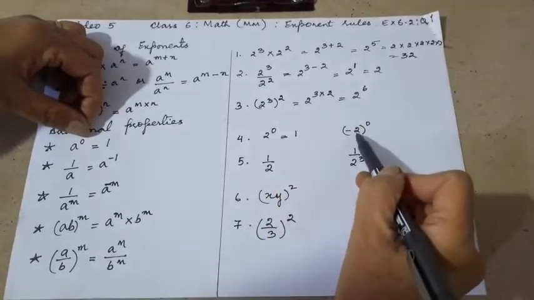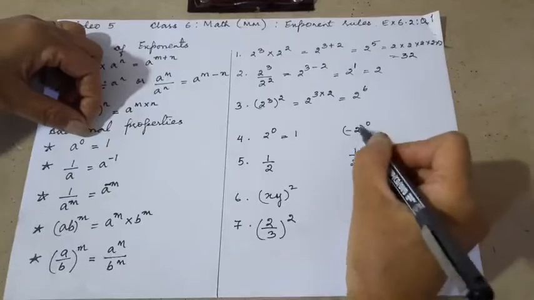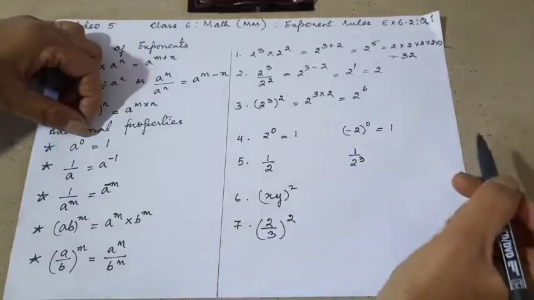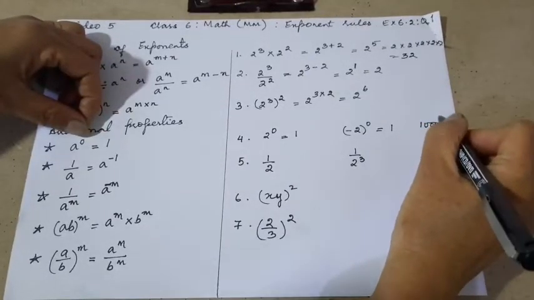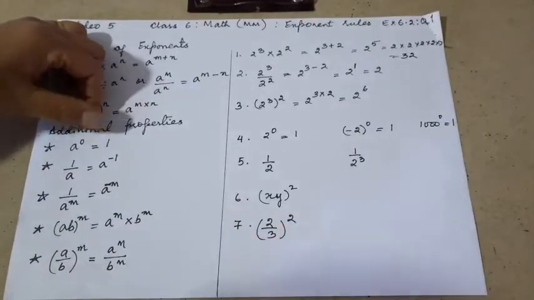Even if the base is a negative number, a to the power 0 is still 1. And 1000 to the power 0 is also 1. Anything to the power 0 is 1.